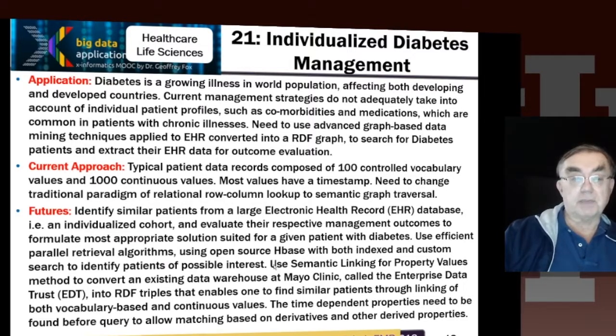If they look at this particular case, they point out that the patient record might have 100 areas where there will be a controlled vocabulary, then 1,000 discrete entries, and maybe 1,000 continuous values. Most of these values have a timestamp, and this makes the processing not a straightforward SQL command, but actually a relatively complicated piece of mathematics to process this continuous time series data.